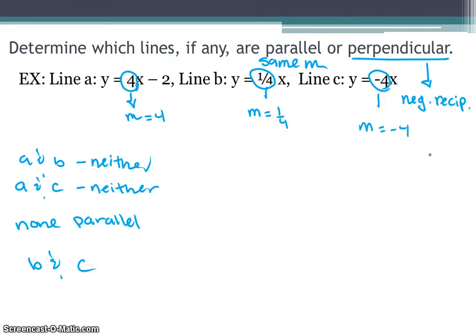And they have opposite signs. Yes, they do. So maybe they're negatives. Are they reciprocals? They're reciprocals, Miss Hygra. But that's 1/4 and this is negative 4. Put the 4 over 1. Oh, now I see it. Yes, they are reciprocals. So lines B and C are perpendicular. Yes, they are.